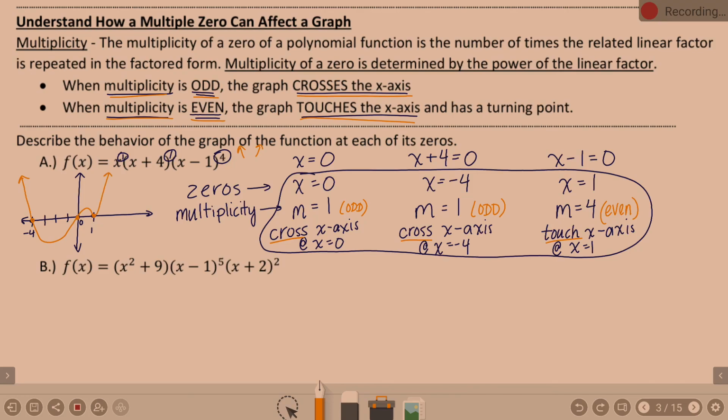At 1, I'm supposed to be touching the x-axis. So notice, did I cross through? No, I touched it and turned back up. So that's the idea. What I wanted you guys to see, because I'm using the vocabulary words cross versus touch.